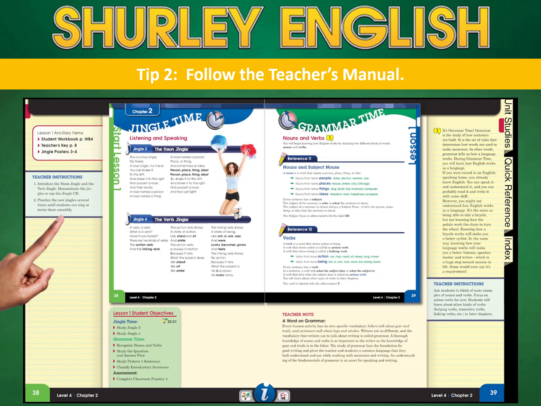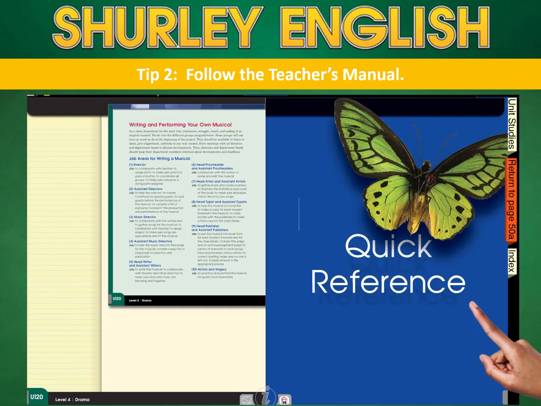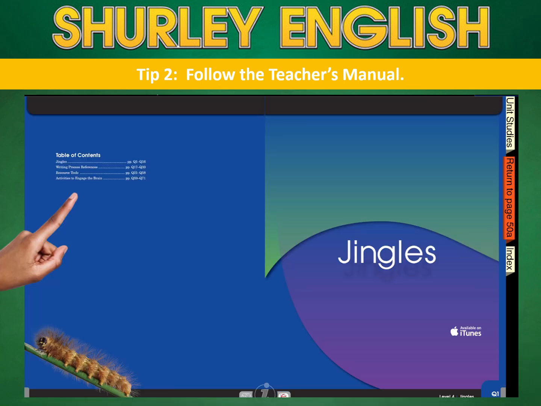In addition, the Shurley team has compiled numerous visuals to assist you along the way. Use the teacher instructions and scripts, student objectives, modifications, and teacher notes and tips to help you feel clear about each lesson you teach. Also, get familiar with the quick reference section in the back of your teacher's manual. There, you will find all of the jingles, tools to assist you with the writing process, as well as other resource tools and various activities to engage the brain.